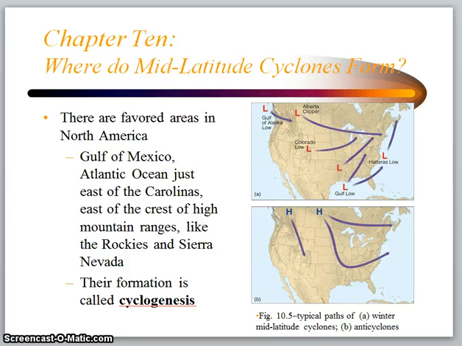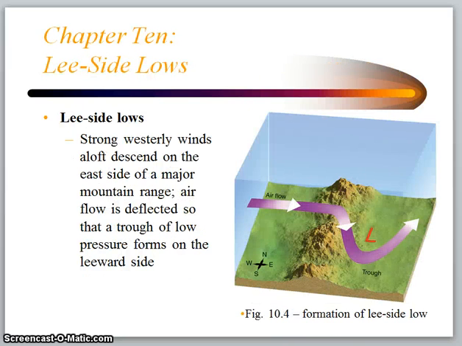These are favorite areas in North America where both mid-latitude cyclones form and move. That's the top frame, frame A, and then where mid-latitude anticyclones form and move in the wintertime across North America. Anticyclones are high pressure, remember, and cyclones are low pressure. When mid-latitude cyclones form, the term for that is cyclogenesis.